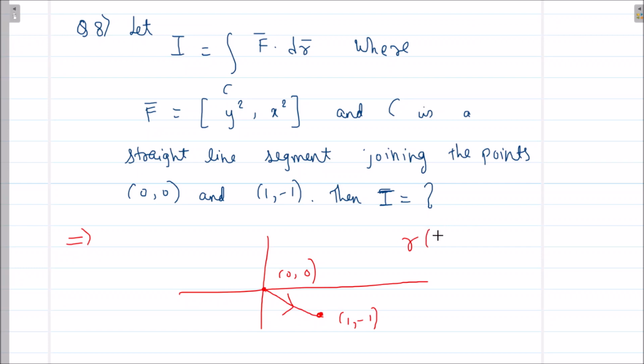So how do you parameterize a line? The formula is: it is (1 minus t) into the first vector plus t into the second vector.